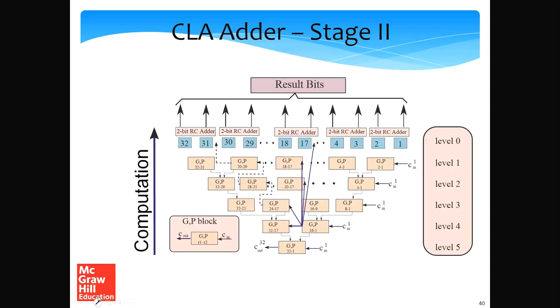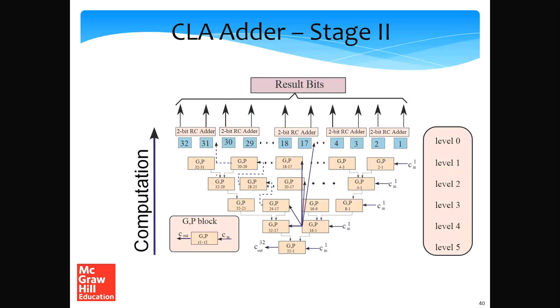Let us now look at stage 2 in all its detail. Recall that this is exactly the same diagram that we have been looking at earlier for stage 1. There are a couple of changes, so I'll discuss that. In stage 1, the aim was different. The aim was to compute the generate and propagate functions level by level.